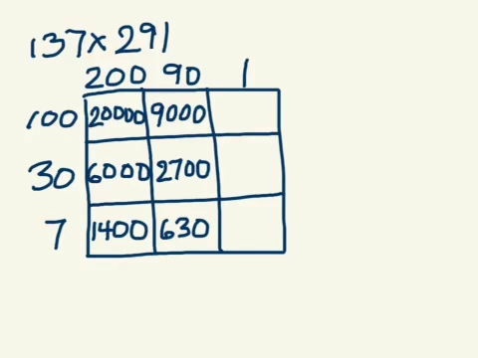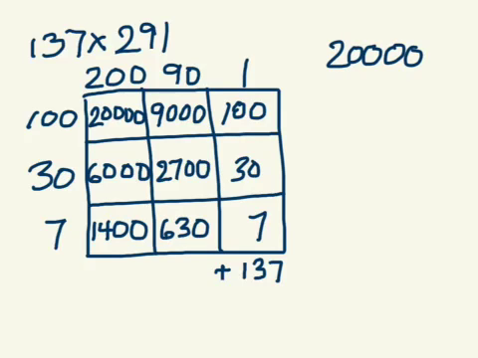This part's easy. 1 times 100, 1 times 30, 1 times 7. So when I add those up, this part's pretty easy. That's going to be 137, right? These columns, though, might be a little bit harder to add up. Let me have some space over here to do it neatly.